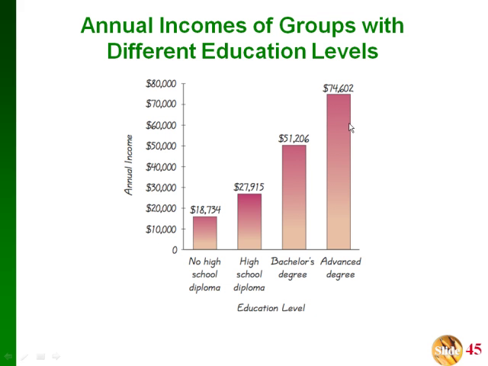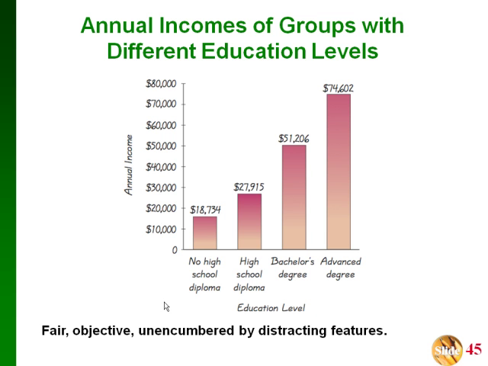A better way to represent this data would be just with a regular bar graph. In this case, we can see more accurately the difference between the income for no high school diploma and the income for an advanced degree. So this graph we'd consider pretty fair and objective.